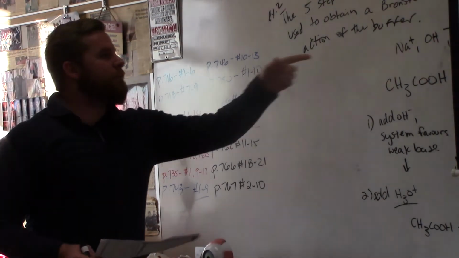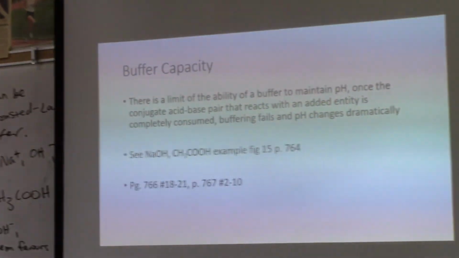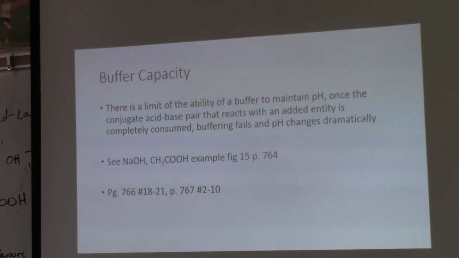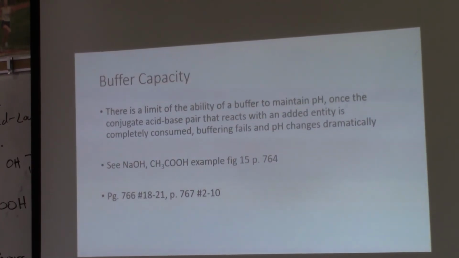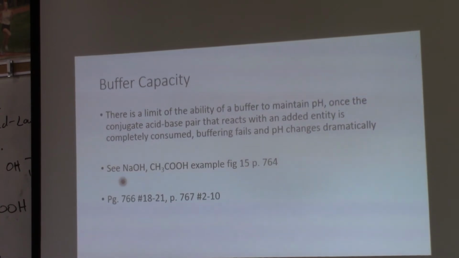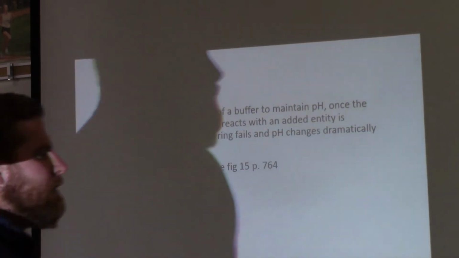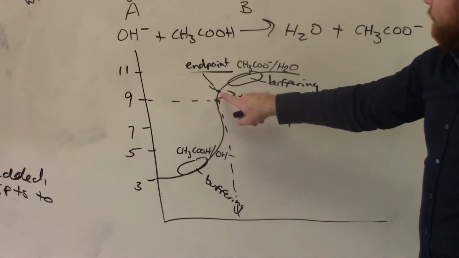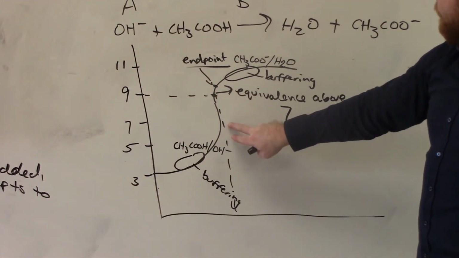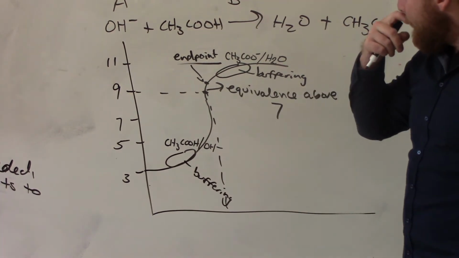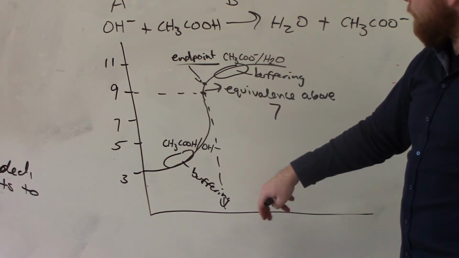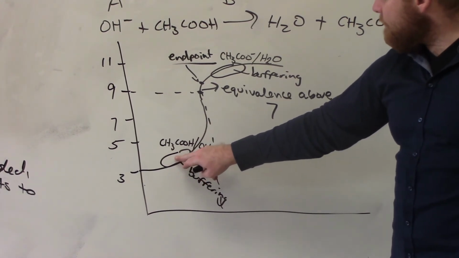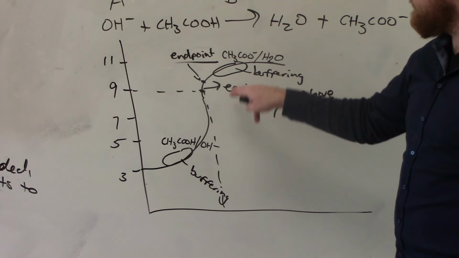So there's a limit of the ability of a buffer to maintain pH. Once the conjugate acid-base pair that reacts with an added entity is completely consumed, buffering fails and pH changes dramatically. And now where do I see that? I see that on the graph here with a quick change to equivalence. So once the buffering capacity is overcome, then the pH changes really, really rapidly. So this buffering region resists, and then boom, it changes almost instantaneously.